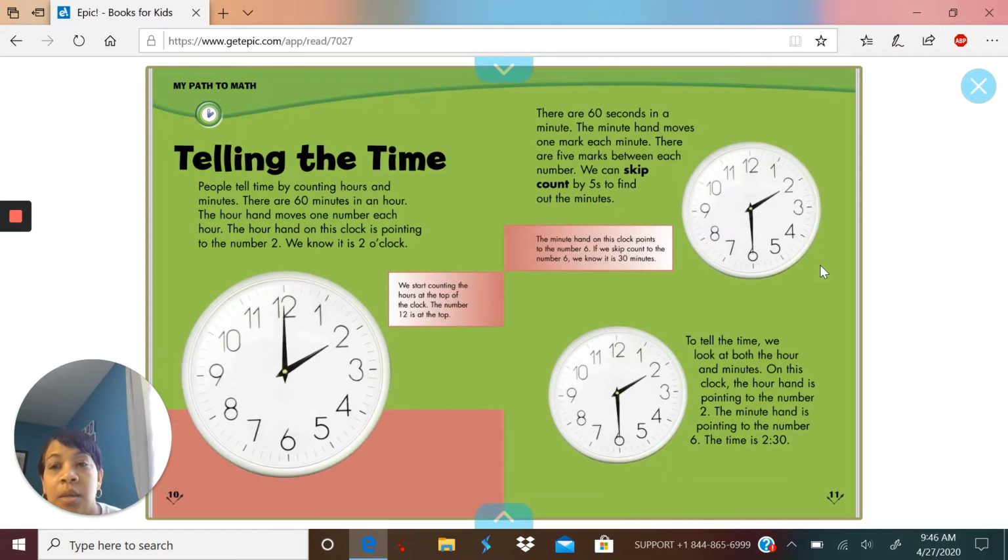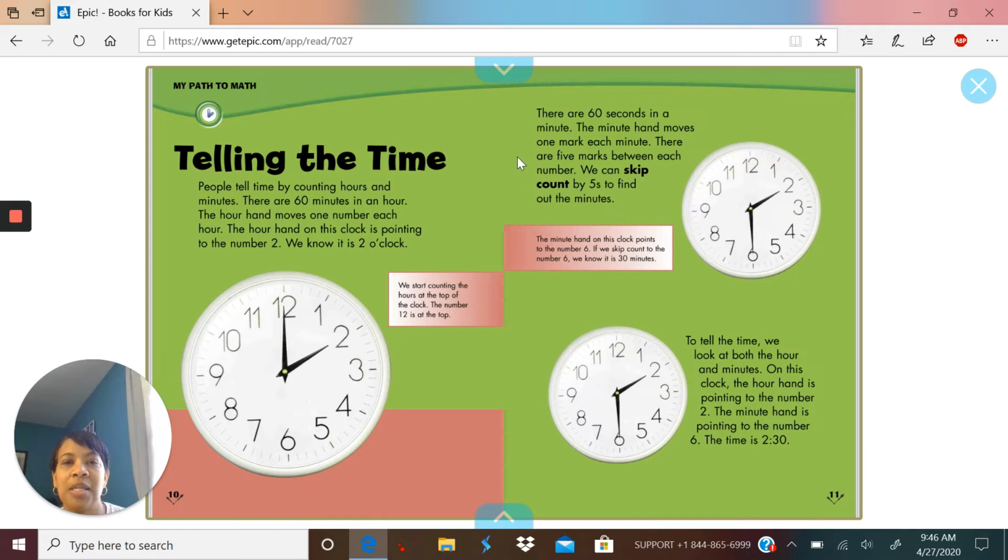Telling time. People tell time by counting hours and minutes. There are 60 minutes in an hour. The hour hand moves one number each hour. The hour hand on the clock is pointing to the number 2. We know it's 2 o'clock, and there's your hour hand, which is also called the short hand, pointing to the 2. It says we start counting the hours at the top of the clock. The number 12 is at the top.